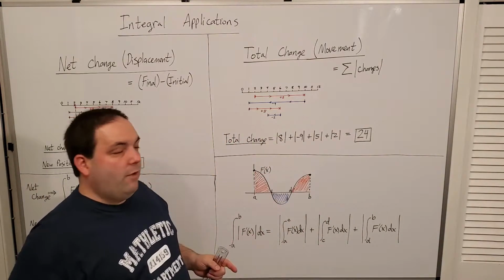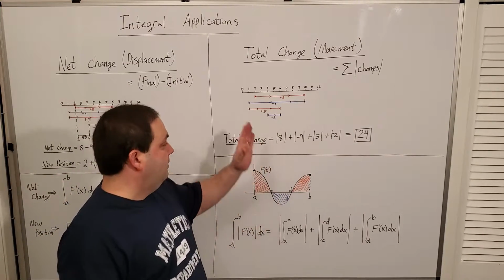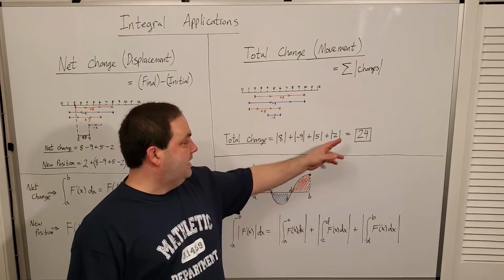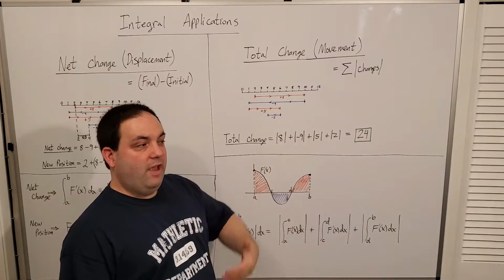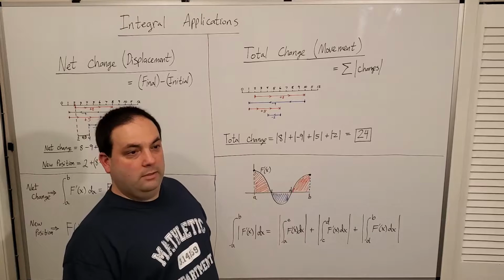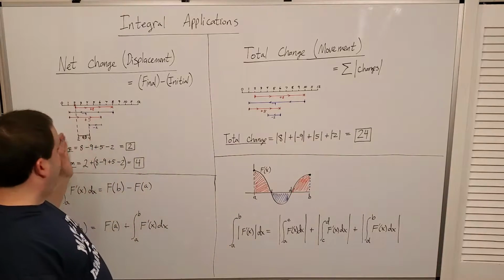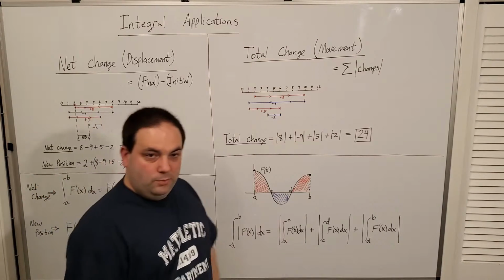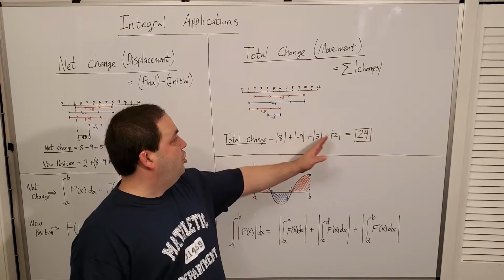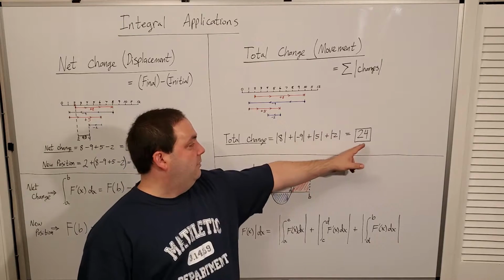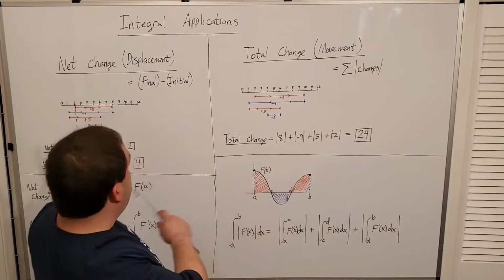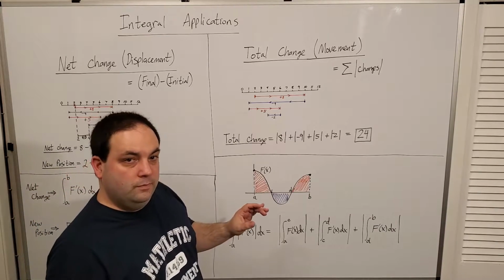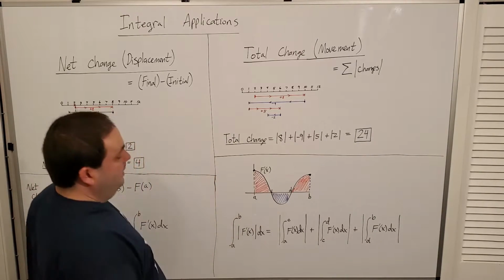I would want to get rid of all of the negatives. I would want to add up just how much distance total this person walked, because this would actually be a more accurate measurement of how much time they spent walking, versus just the beginning and ending displacement, which doesn't tell me anything about what they did in the middle. So total change here is going to be 24, whereas the net change on the same setup was only 2.